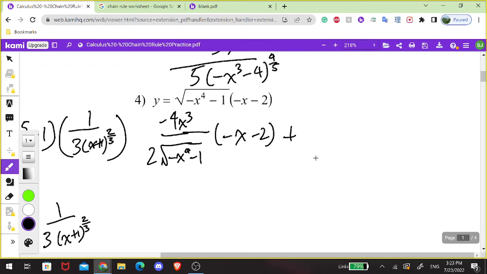plus the normal of the first term, negative x fourth minus 1 to the 1/2 power, times the derivative of the second term. The derivative of this is just negative 1 minus 0, so it's just negative 1. So it's basically multiplying this by negative 1, and we can rewrite this by simply changing this plus sign to a negative sign.